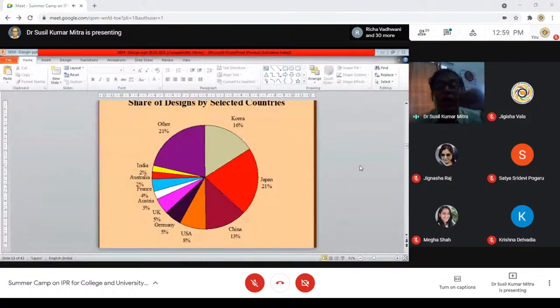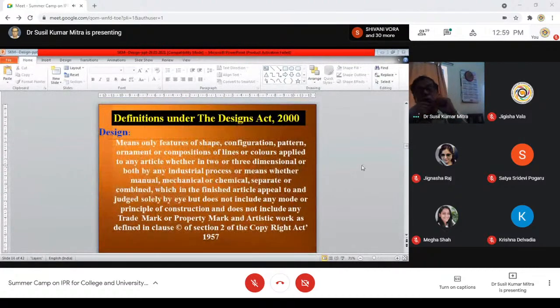Now, if I go to the definition of the design, what is design under the Act of 2000? The design mainly is a feature. Why is it a feature? Because it is a feature of shape, configuration, pattern, ornament, composition of lines, colors, and these features are applied to the article. It may be applied in two-dimensional.